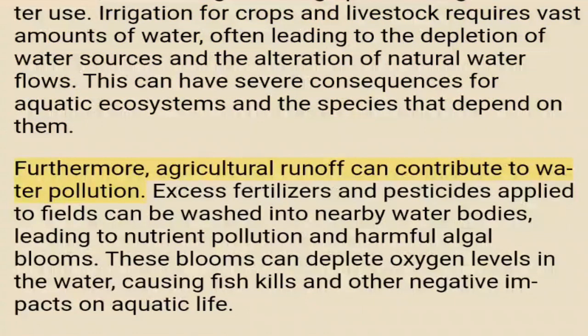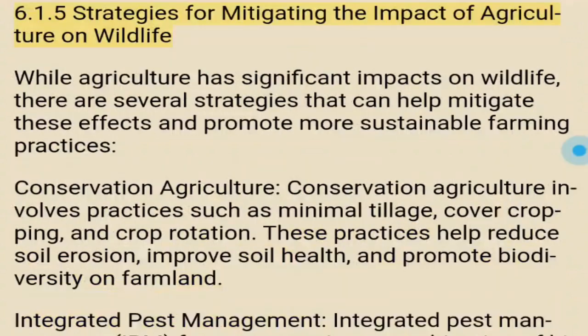Furthermore, agricultural runoff can contribute to water pollution. Excess fertilizers and pesticides applied to fields can be washed into nearby water bodies, leading to nutrient pollution and harmful algal blooms. These blooms can deplete oxygen levels in the water, causing fish kills and other negative impacts on aquatic life.